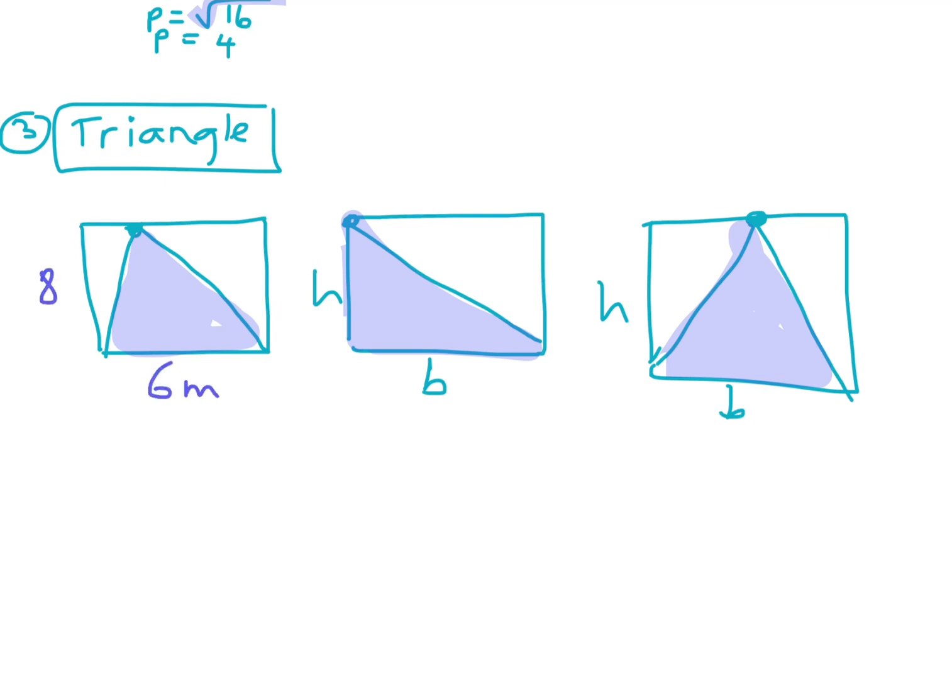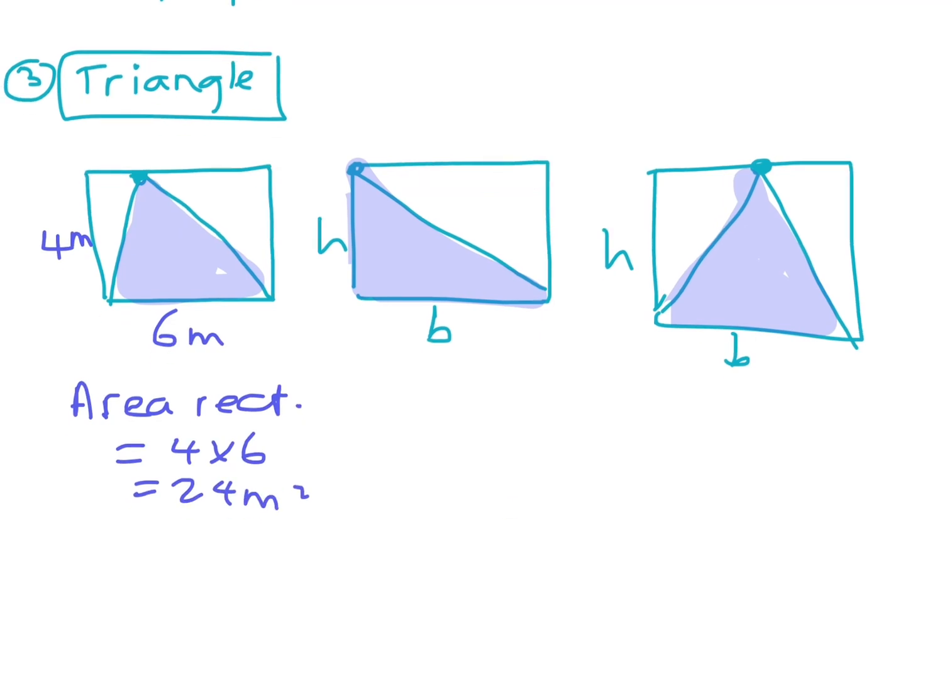Now, we're just going to have a look at this. If that was 6 metres and that was, I might make it something smaller so it looks more to scale, that was 4 metres. Then the area of the rectangle would be 4 times 6, which is 24 metres squared. Now, what I want you to think about, if you get your piece of paper and mark a point there, and draw your triangle back.